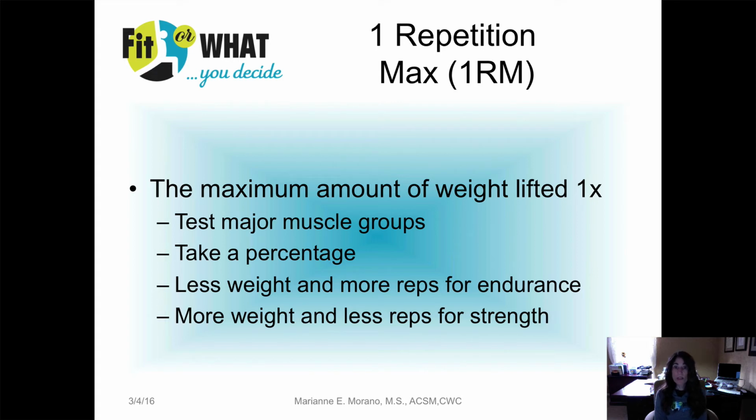Are you looking to build strength, or are you looking to work on endurance in that session? If you want to work on endurance, then you can reduce the amount of weight. So you're going to take a smaller percentage of your 1 repetition max and do more repetitions. So you might use maybe 40 pounds and do 15 repetitions. Or if you want to do more strength training, then you could do more weight and fewer reps. So maybe you'll do 80 pounds, which is about 80% of your 1RM, and maybe only do 4 to 6 reps.